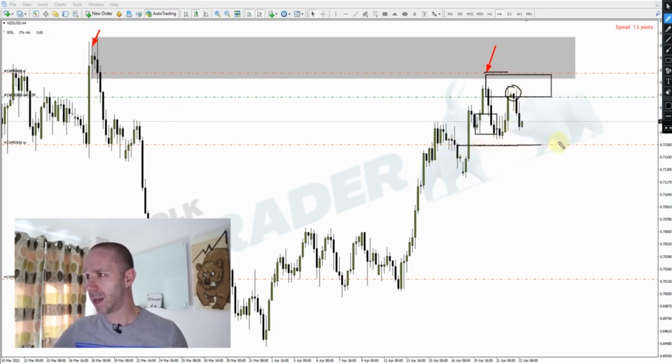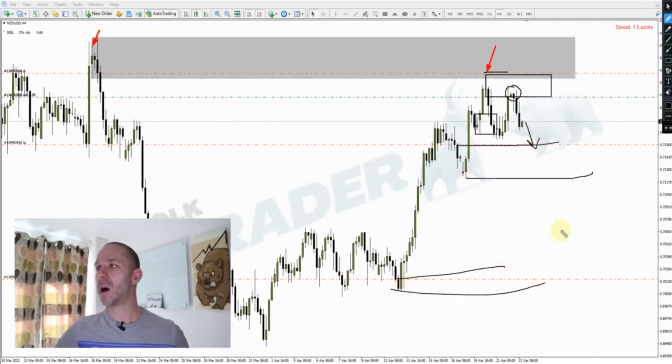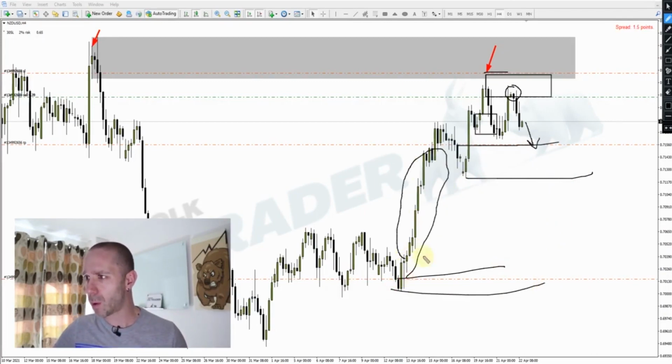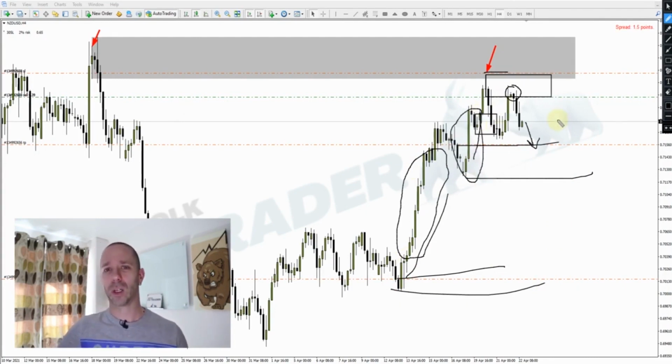My first target is at this area of demand. I'm looking for the market to continue down, and my second target is this area of demand, and it's as simple as that. I'm looking at the 4-hour time frame. This is where we have a momentum move up, and that's why I'm looking at those targets.